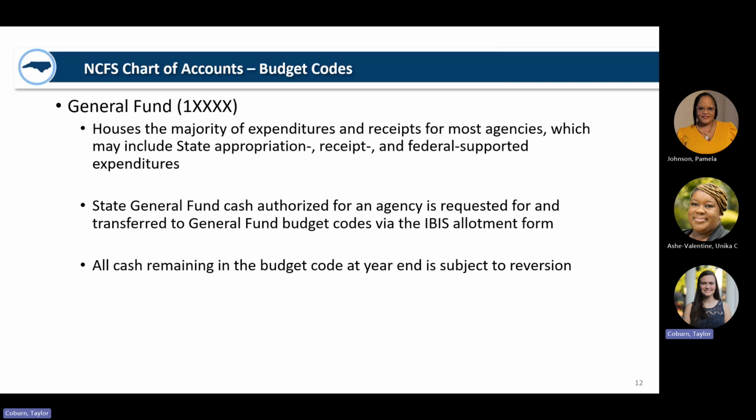Other than your agency segment, the broadest level of the chart of accounts is budget code. An agency's general fund budget code typically houses the majority of expenditures and receipts for the agency, including state appropriation, receipt, and federal expenditures. General fund cash authorized to your agency is requested via the IBIS allotment form, and all cash remaining in an agency's general fund budget code at the end of a fiscal year is subject to reversion.